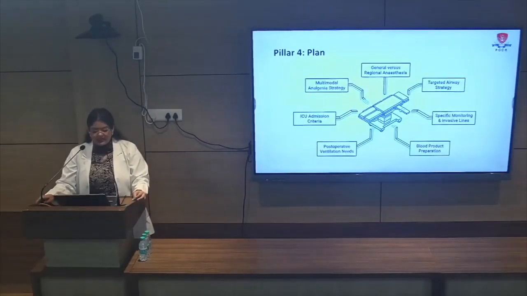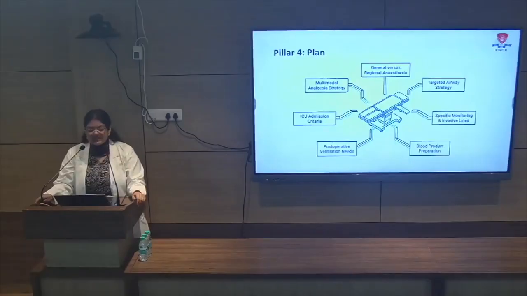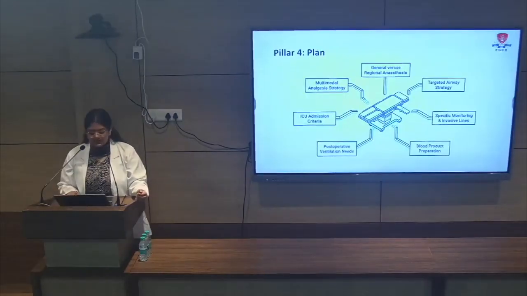The fourth pillar is planning. We are putting the patient to sleep. Let's make sure they remain comfortable. The patient needs an exhaustive anesthesia plan, which involves determining general anesthesia versus regional anesthesia, a targeted airway strategy, multimodal analgesia requirements, monitoring and invasive lines, blood product preparation, and ICU stay preparations.